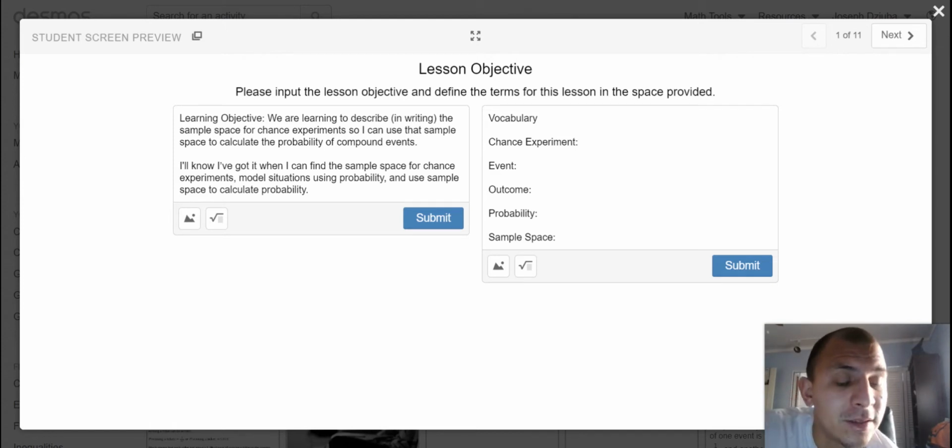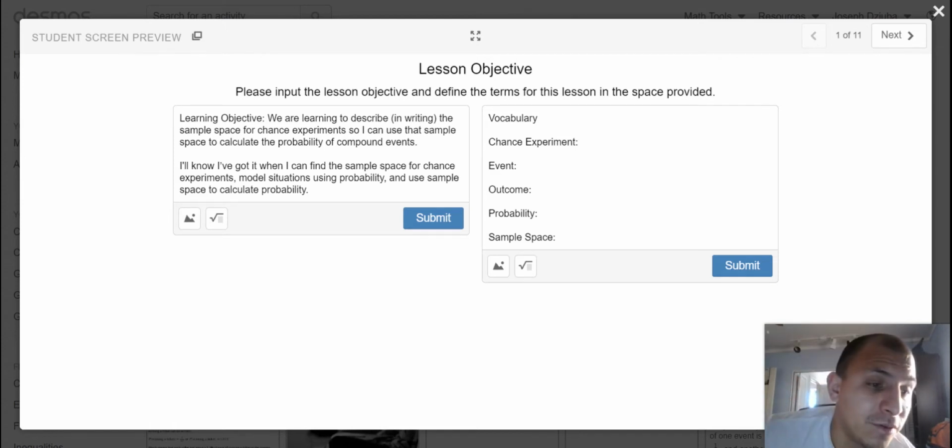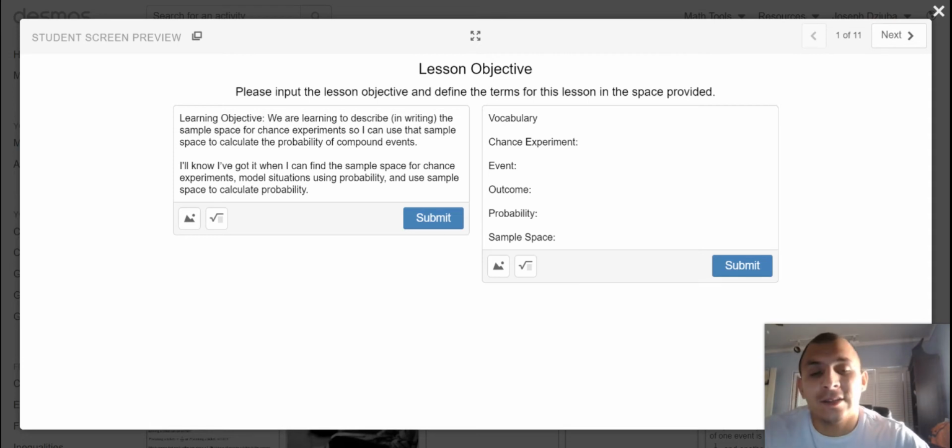All right, our sample space, if you defined it last lesson, is the set of all outcomes regarding a particular event. I'll know I've got it when I can find the sample space for chance experiments, model situations using probability, and use sample space to calculate probability. Let's begin.